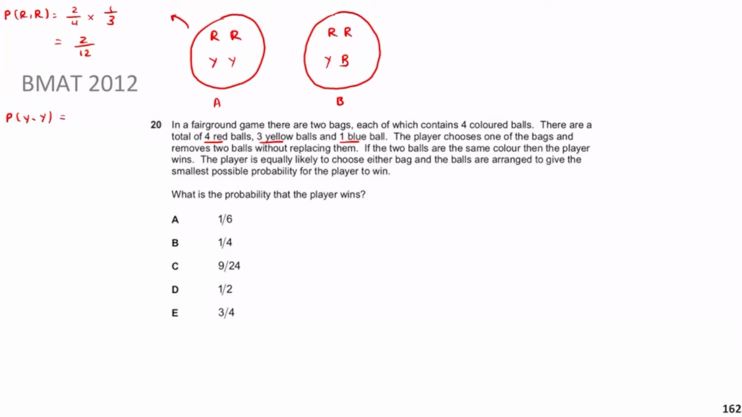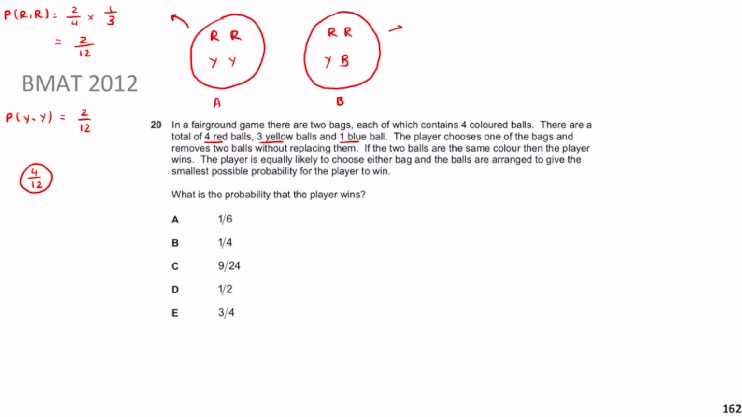So that's basically the same thing. So no point of wasting your time, guys. Remember, time is of the essence in BMAT section 2, right? So then in total, if we add these two together, you're going to get 4 out of 12 as the total probability of winning from bag A.